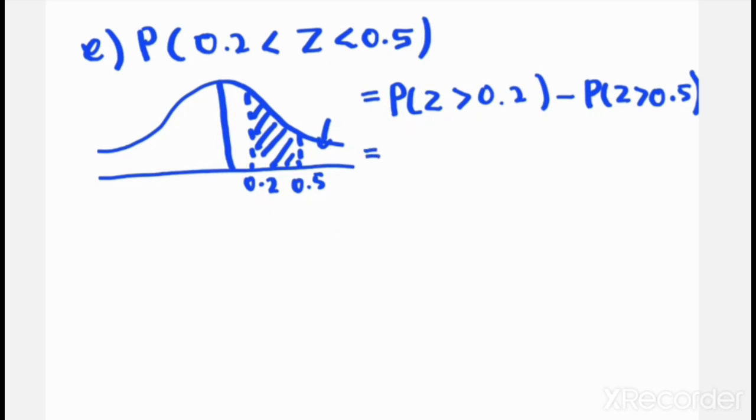So by reading from the table, we will get 0.4207 minus 0.3085 equals 0.1122.